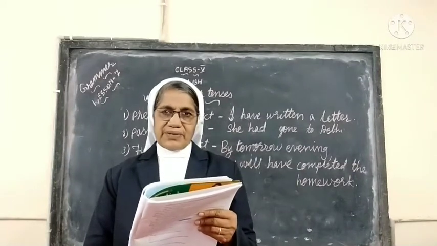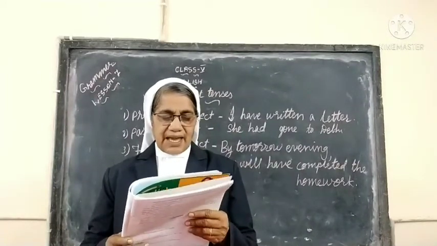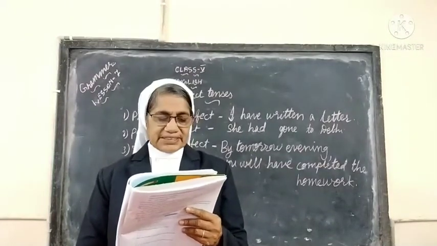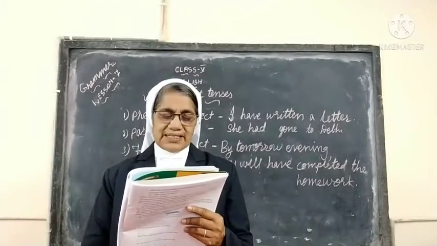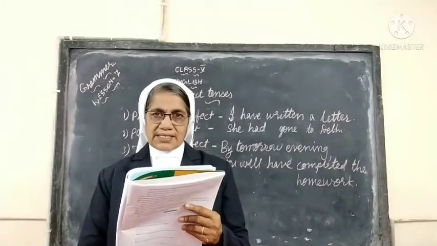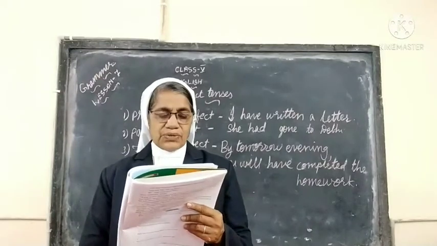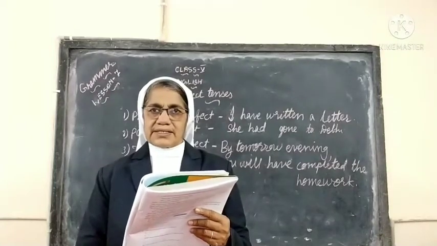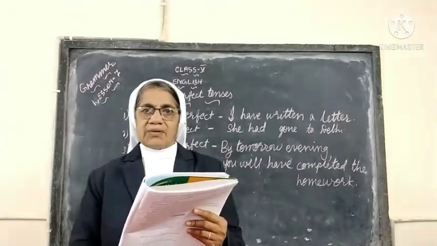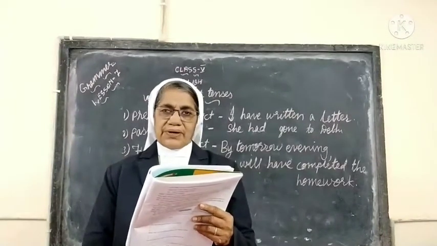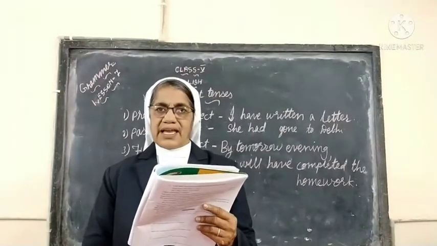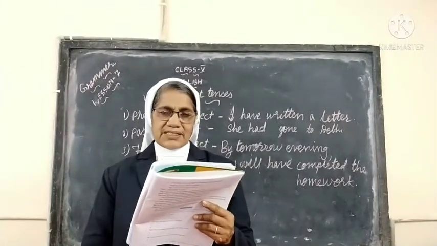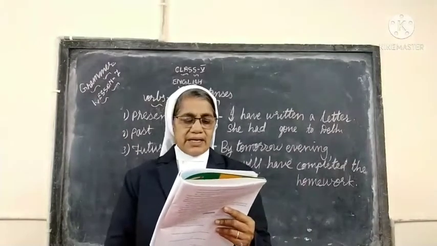They have damaged the window. See, Sumi has gone to her village. See the form has. Has we use with the singular subject. Sumi is the subject and Sumi is only one, singular. So we use after Sumi has, then the past participle of the verb, gone.